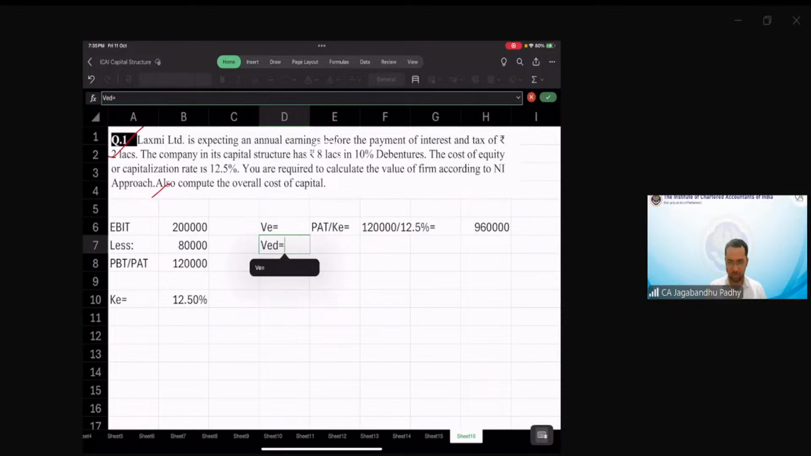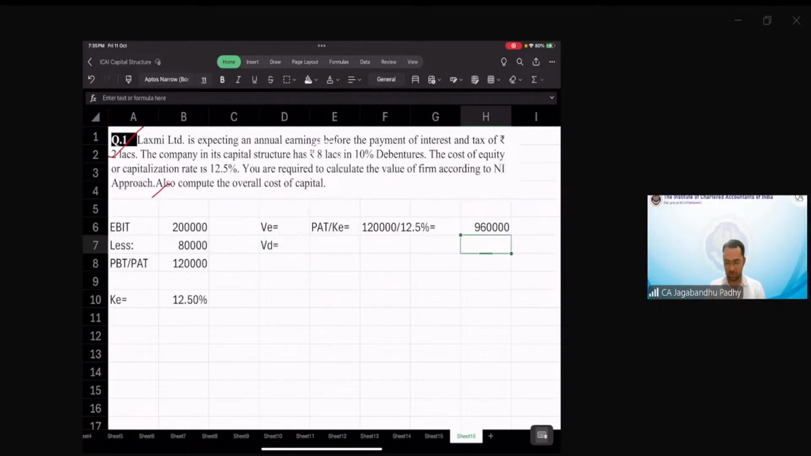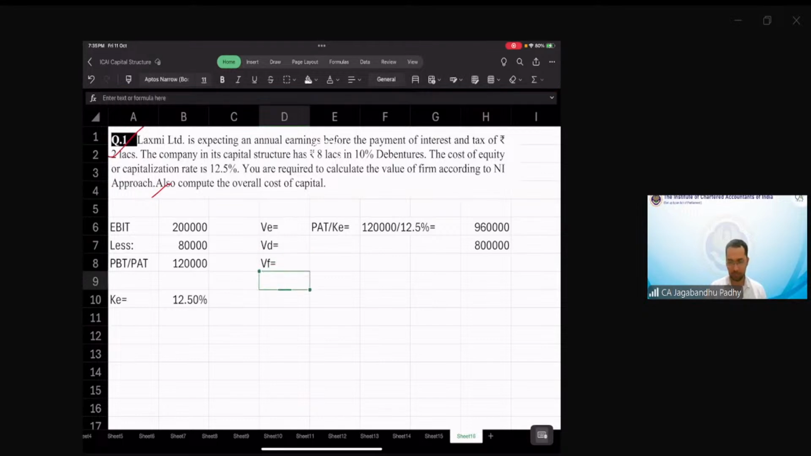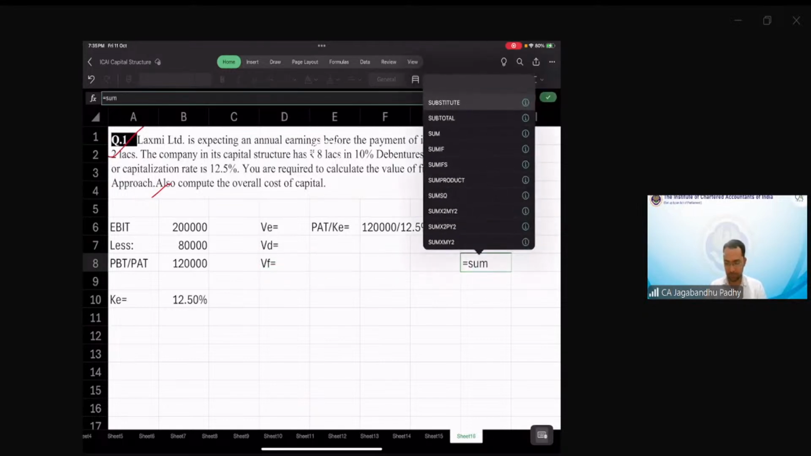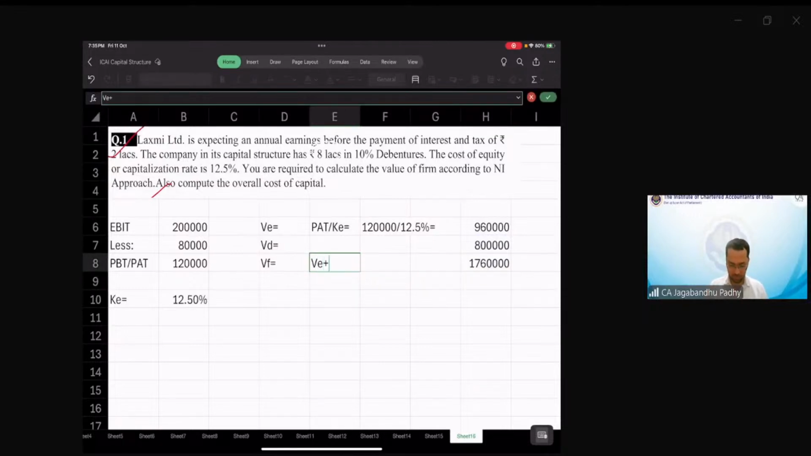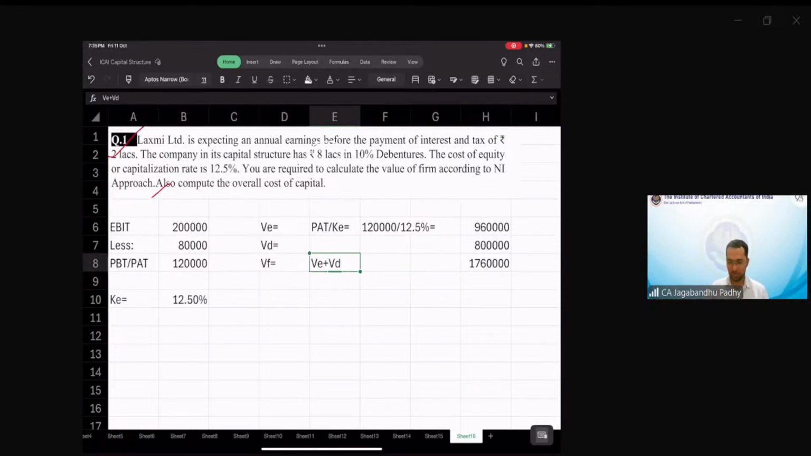We have the information about value of debt. So value of debt is given to us as 8 lakh. So what will be value of the firm? Value of the firm will be just total of value of equity and value of debt. Right? So this is value of equity plus value of debt. This is equal to 17,60,000, right? So required value of the firm, that is done.